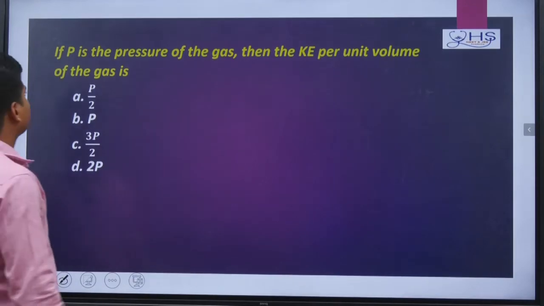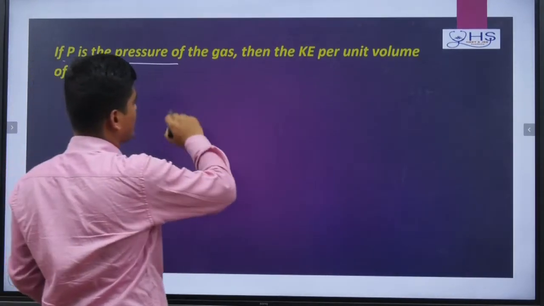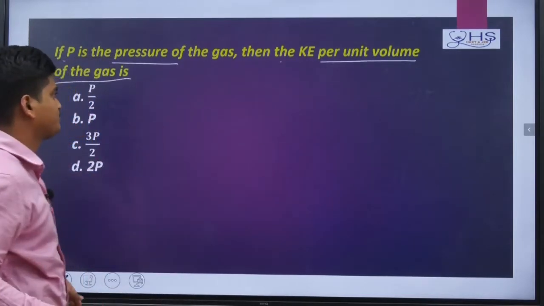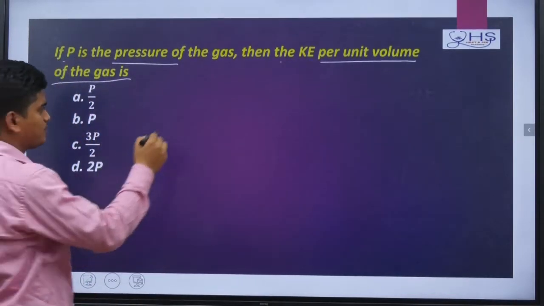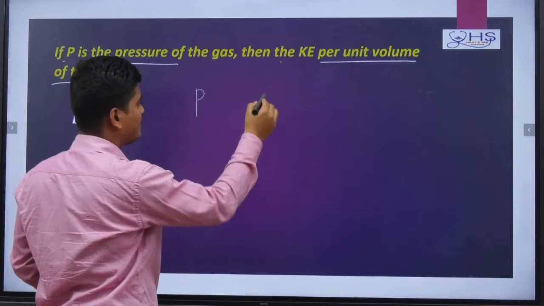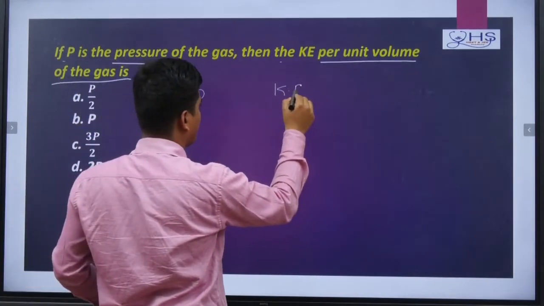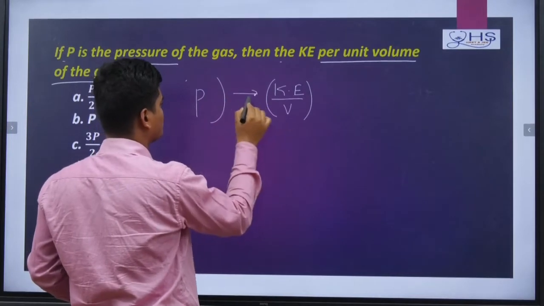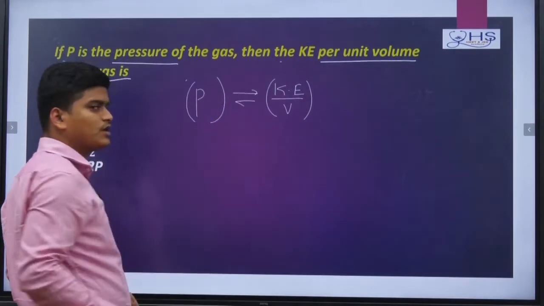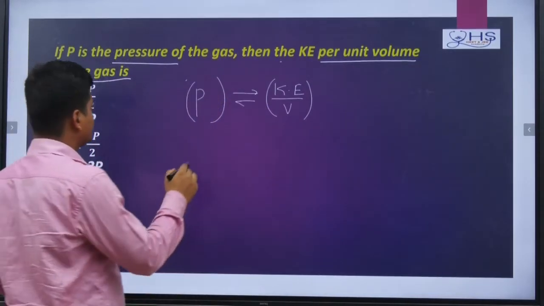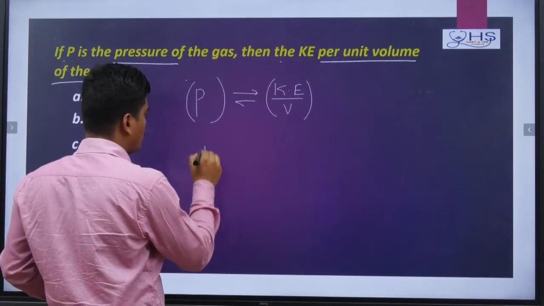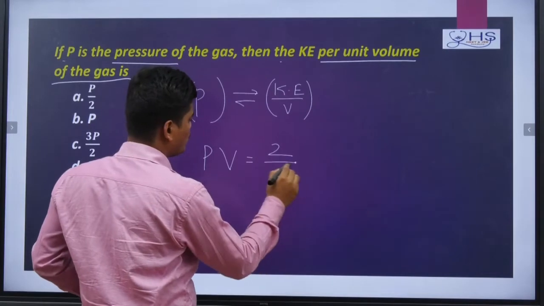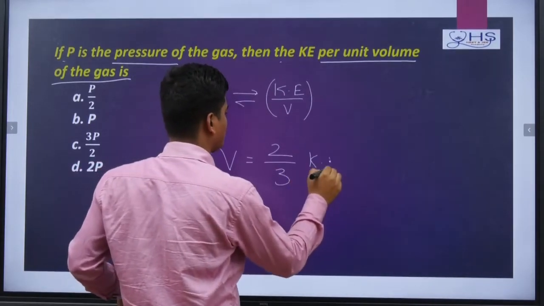Now come to the next. If P is the pressure of the gas, then the kinetic energy per unit volume of the gas is how much? P is the pressure of the gas, and kinetic energy per unit volume means kinetic energy by V. Now find some relation between these two. Now see here, pressure into volume is how much? 2 by 3 into kinetic energy.